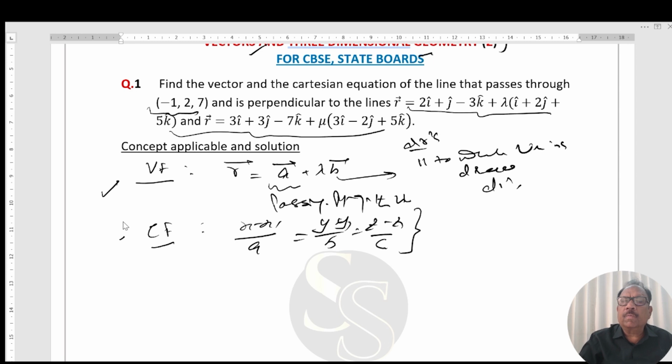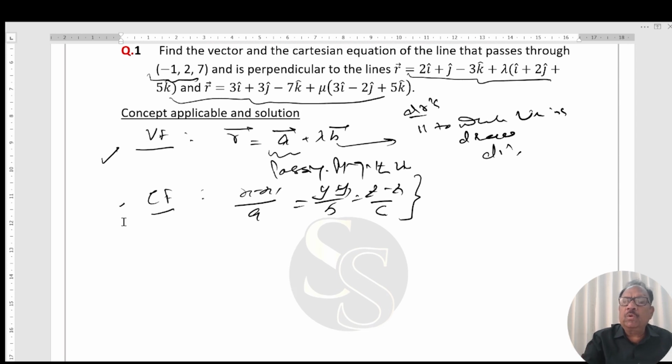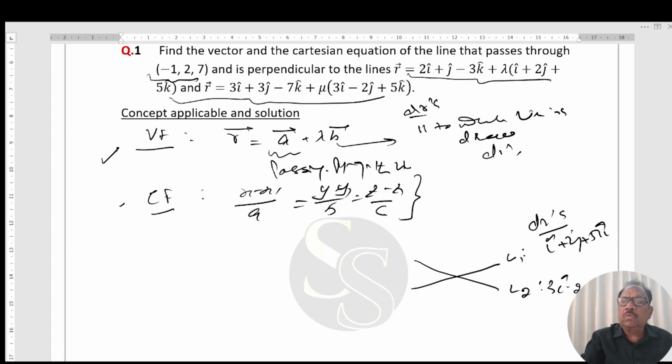Now, the given lines: the required line is perpendicular to the two lines, one line is L1, another line is L2. Direction ratios of the first line are i plus 2j plus 5k. Direction ratios of the second line are 3i minus 2j plus 5k. Perpendicular lines means we have to draw this at 90 degrees, and this is also 90 degrees.